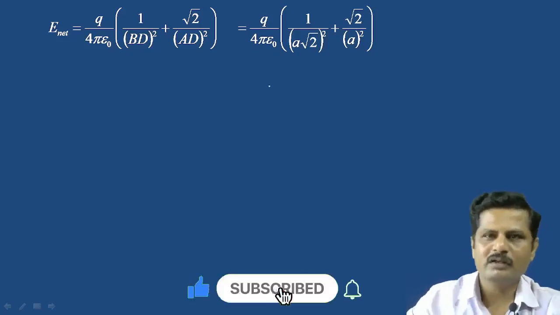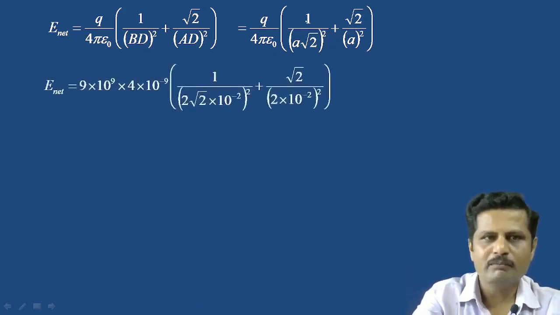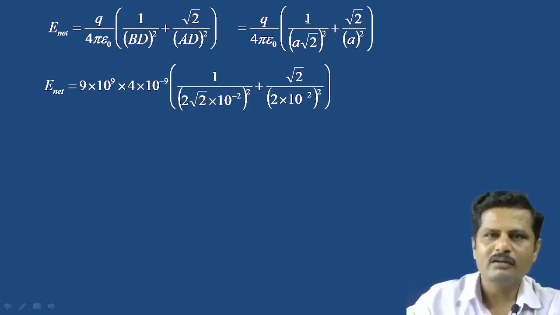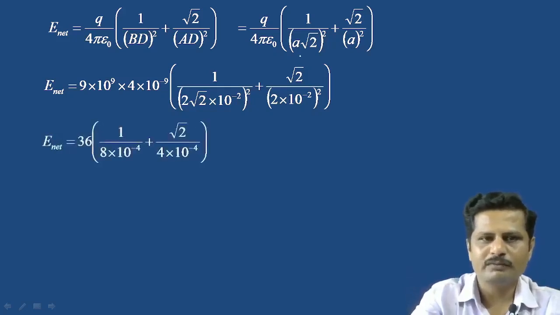A is the given data, and Q is also mentioned in the problem. Just substitute and go on simplifying, and you'll get the net electric field at the point D, or at the fourth corner. Here I'm substituting 1 by 4 pi epsilon naught value as 9 into 10 raised to 9, Q value as 4 into 10 raised to minus 9, and A value as 2 into 10 raised to minus 2. Now go on simplifying this.